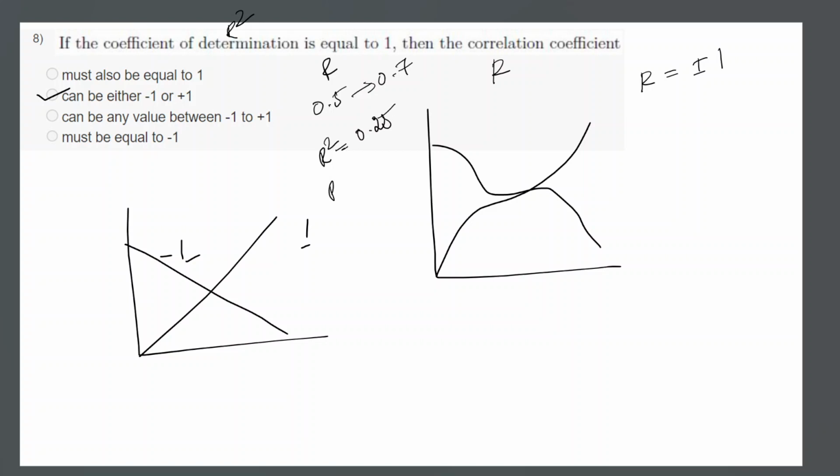R square of 0.7 is 0.49. So this is like two times better fit. So from 0.5 to 0.7, we are getting two times better fit. That can only be explained by the coefficient of determination. So I just wanted to introduce this. So the answer is clear: it can be either -1 or +1.